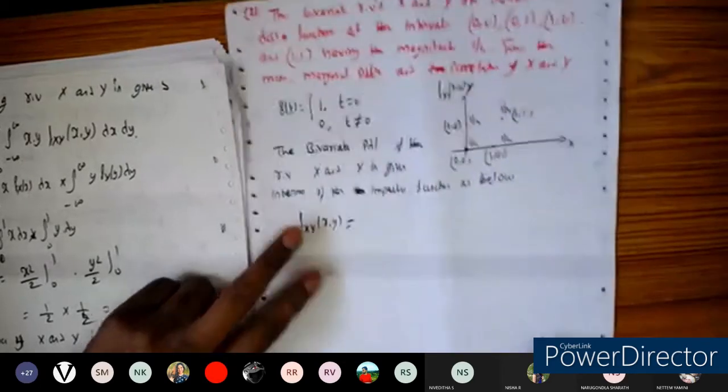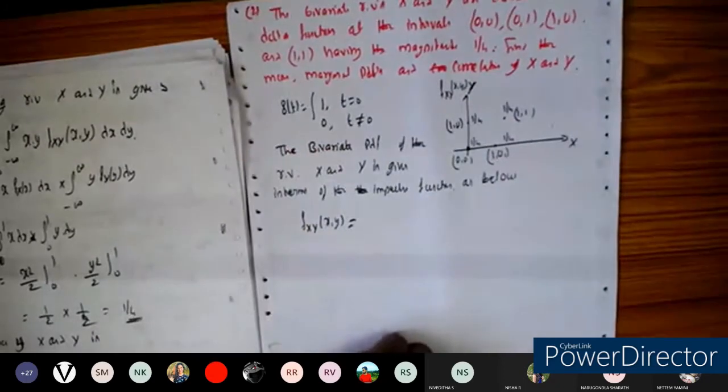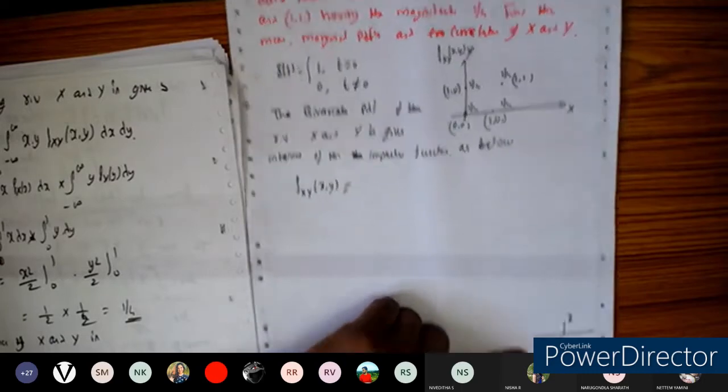I'll take one example here. Suppose I have a value at t is equal to 1, and the corresponding amplitude is, say, 2 at t is equal to 1. Suppose I want to express this in terms of the impulse function. So what can I do?